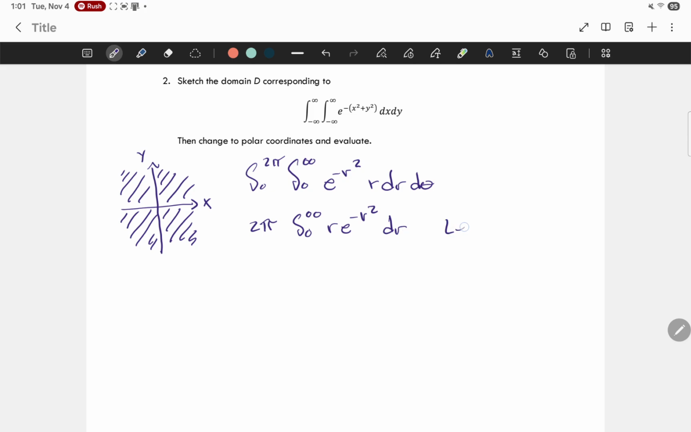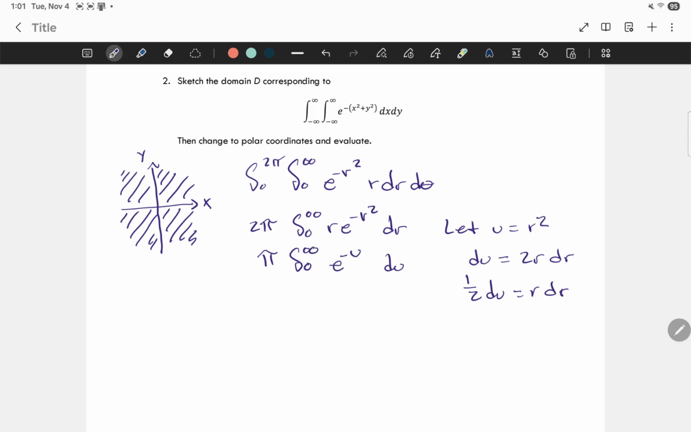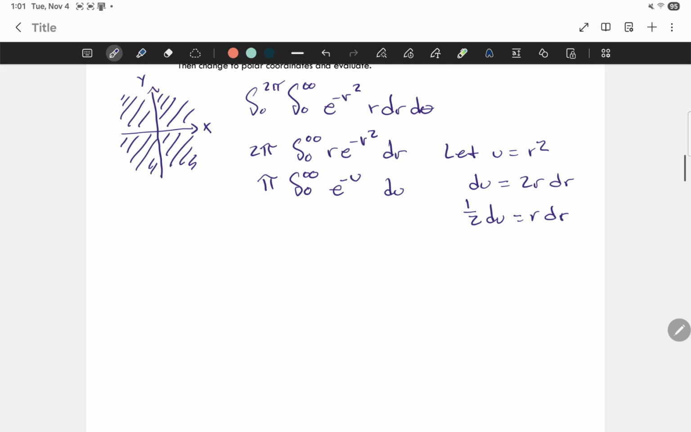So at this point, we're going to need to do a substitution. Let u equal r squared, du equal 2r dr, and to have r dr by itself, we're going to do 1/2 du equals r dr. So now you can just go ahead and plug that directly in. r dr turns into du. You need the 1/2, so 2 pi turns into pi. And then it's just 0 to infinity of e to the negative u. And that's our fully converted problem.